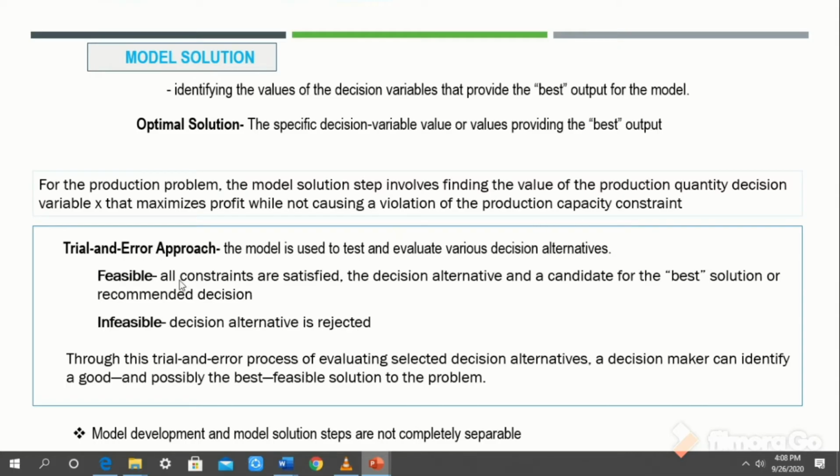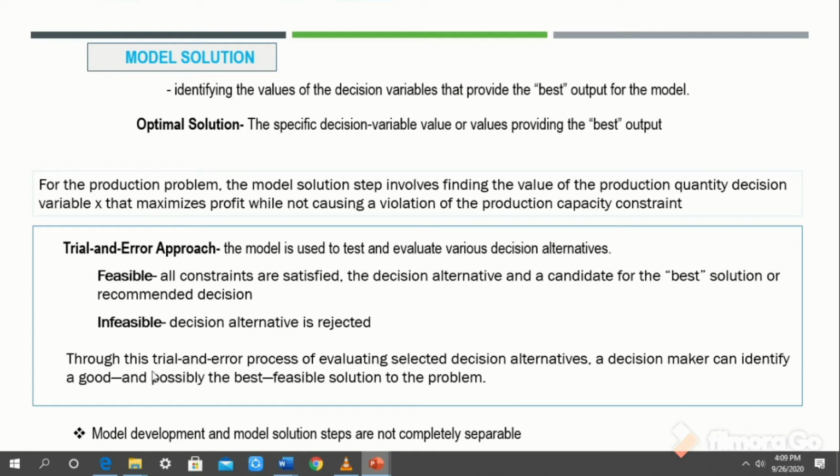So, sa paghimo og solution, pwede na to i-apply ang trial and error approach. So, it is a model used to test and evaluate various decision alternatives. So, for example, i-apply na nimo imong solution, and then the constraints are satisfied, tanan nga constraint, that solution will be considered feasible. But if a particular decision or alternative does not satisfy one or more of the model constraints, then that is considered infeasible. So you have to take note nga tanan nga imong constraint, tanan jud, all constraints should be satisfied.